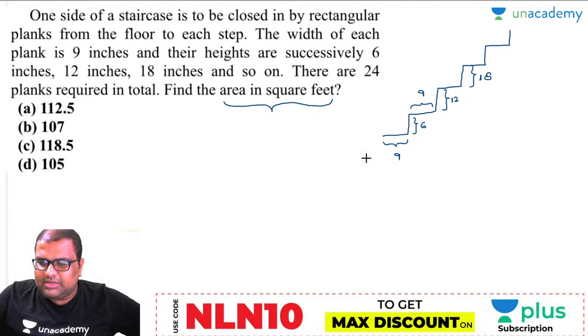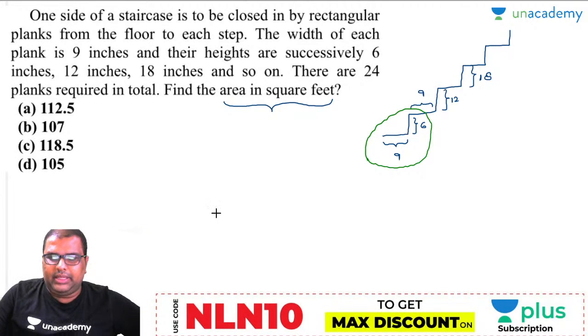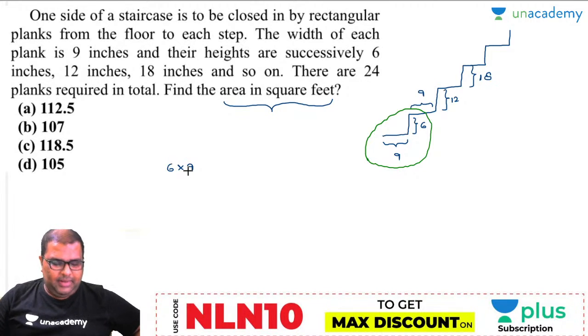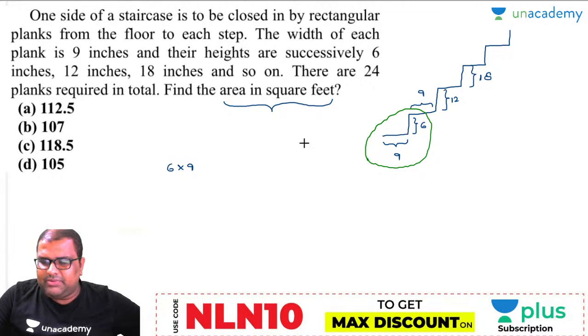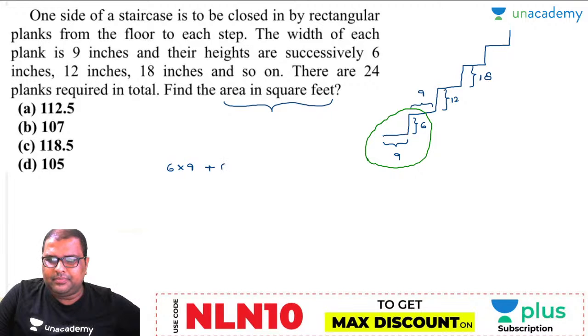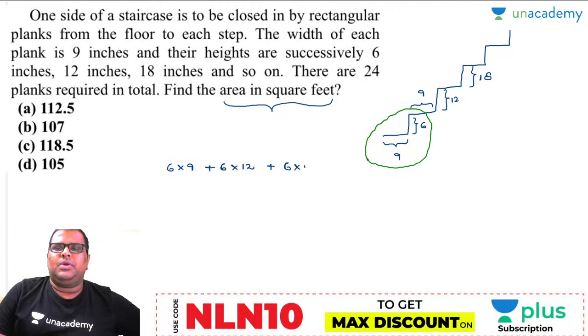Now look, first of all I will cover this step. So you know length and height. So I'll write down here. You need 6 into 9 area. Anybody in the comment section box? 1 feet is equal to? Yes, very good. Now next one. For the next one you need 6 into 12. For the next one you need 6 into 18. Will you accept this? So on up to 24 you need there.